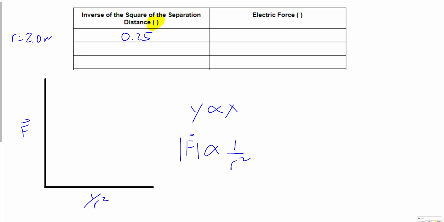So I should get what shape? Okay. I should get a straight line here, right? And I know how to deal with the straight line, right? I can analyze a straight line. So let's plot your data points. Draw your trend line, or have Google Sheets draw your trend line for you.